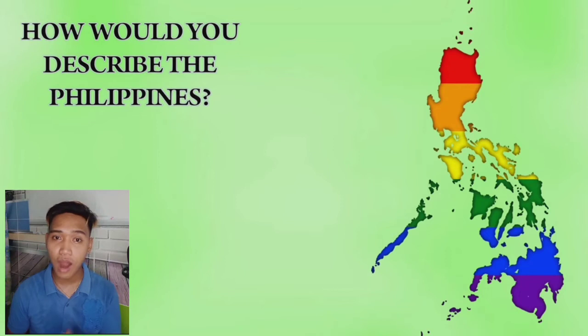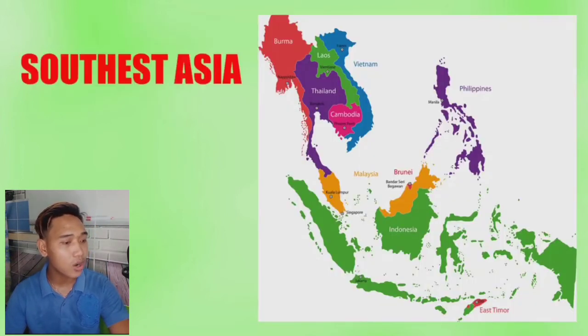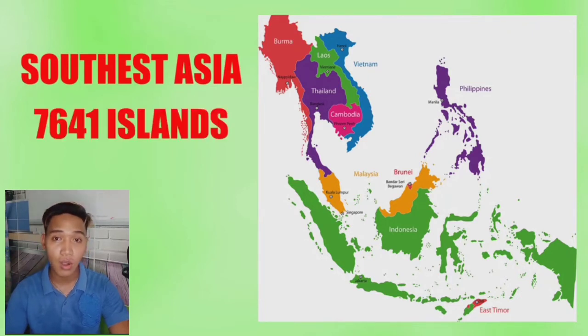How would you describe the Philippines? In our previous activity, I showed you the different landforms and bodies of water that can be found in the Philippines. Through that, you could tell that the Philippines is a beautiful archipelago. The Philippines is an archipelago found in Southeast Asia, and it consists of 7,641 islands with three main divisions: Luzon, Visayas, and Mindanao.